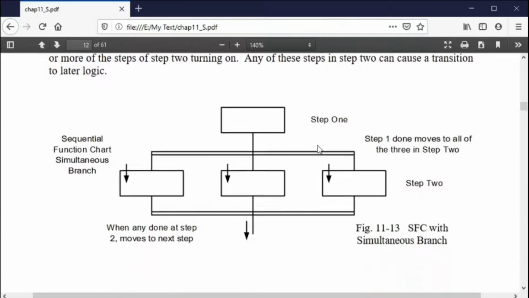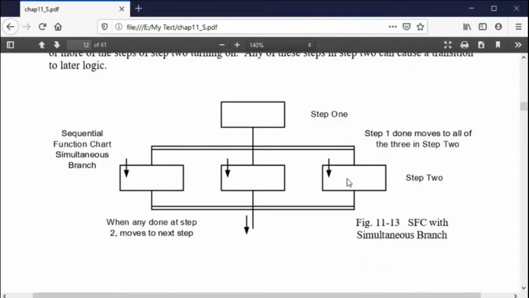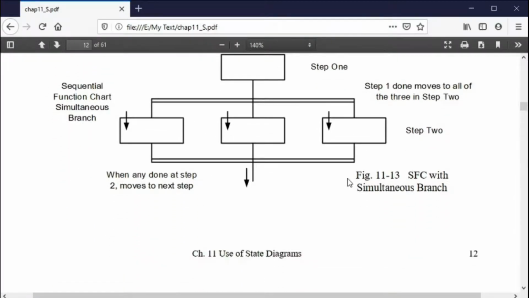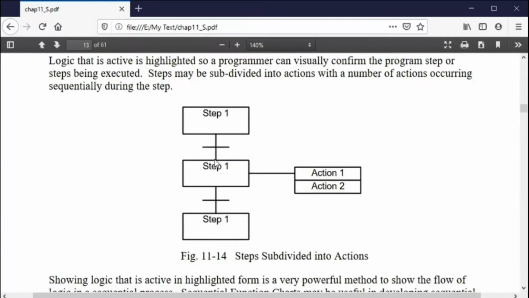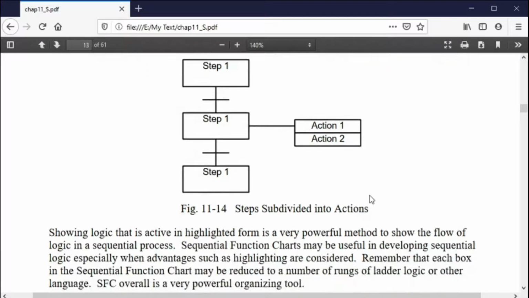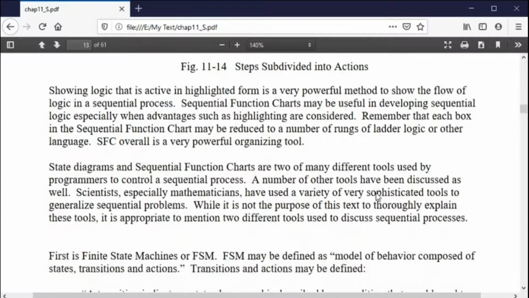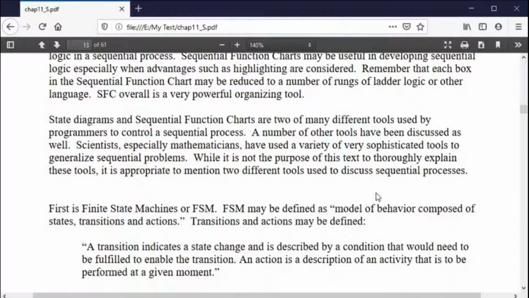Okay, so this would be one where you could actually have multiple ones going on at the same time, simultaneous branches. And also here is one where you step, and subdivide actions and do things in sub-steps. So again, SFC, it's a language, you can use it, and I actually have an example of it here in a little bit, and I'm going to show that to you.